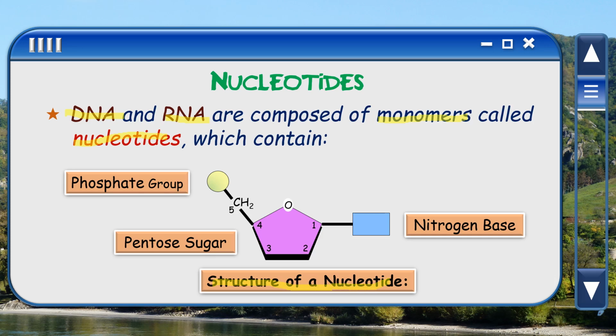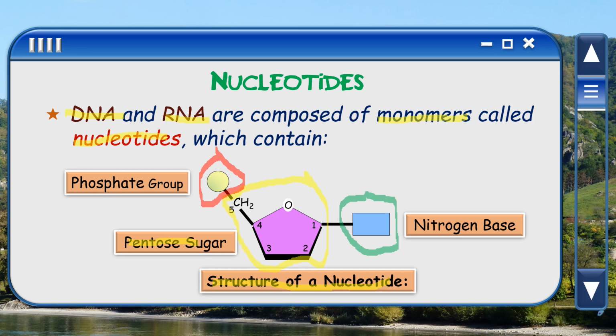This structure of a nucleotide contains a pentose sugar. This one here is our pentose sugar. The whole of this one is the pentose sugar. Then it has the phosphate group. Here we have our phosphate group. And then the nitrogenous base. This is our nitrogenous base.